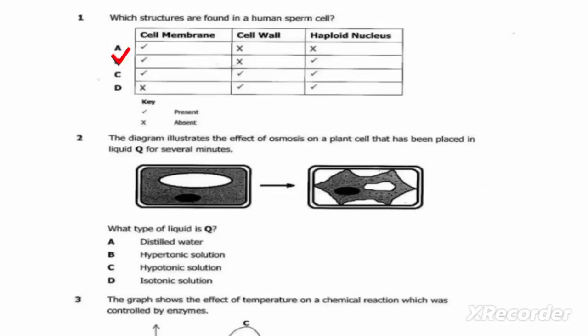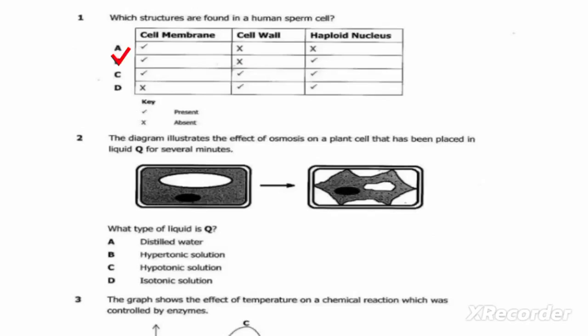We move on to the next question, which is question 2. The question reads, the diagram illustrates the effect of osmosis on a plant cell that has been placed in liquid Q for several minutes. What type of solution is Q? A. Distilled water. B. Hypertonic solution. C. Hypotonic solution. D. Isotonic solution.